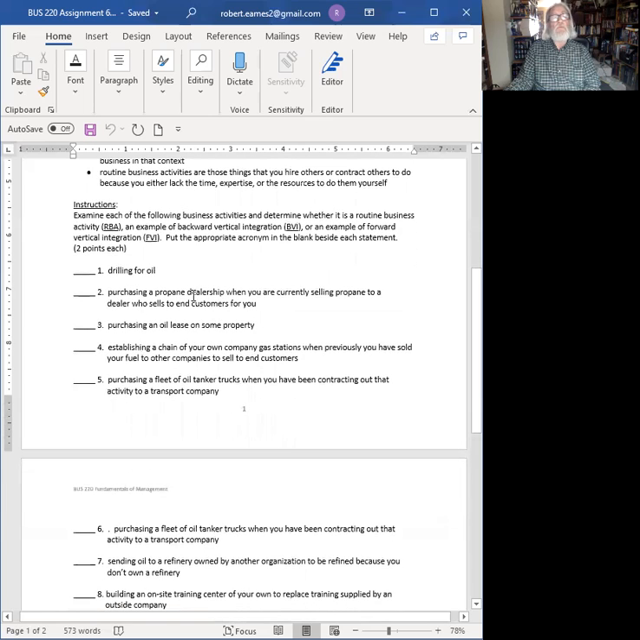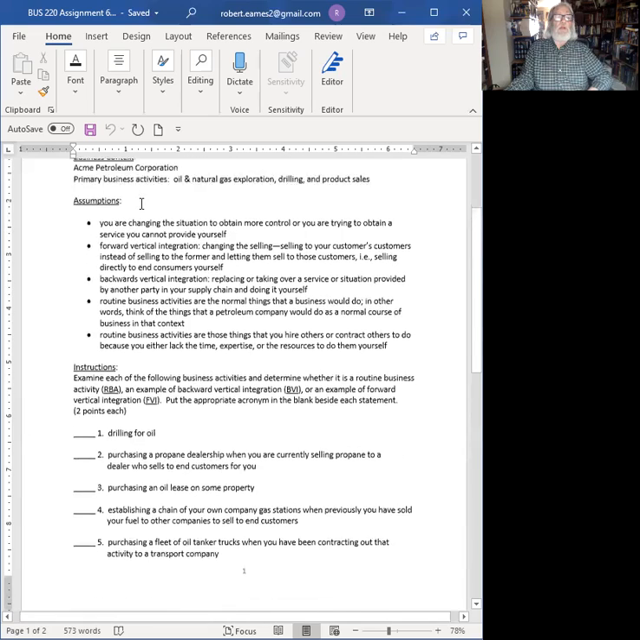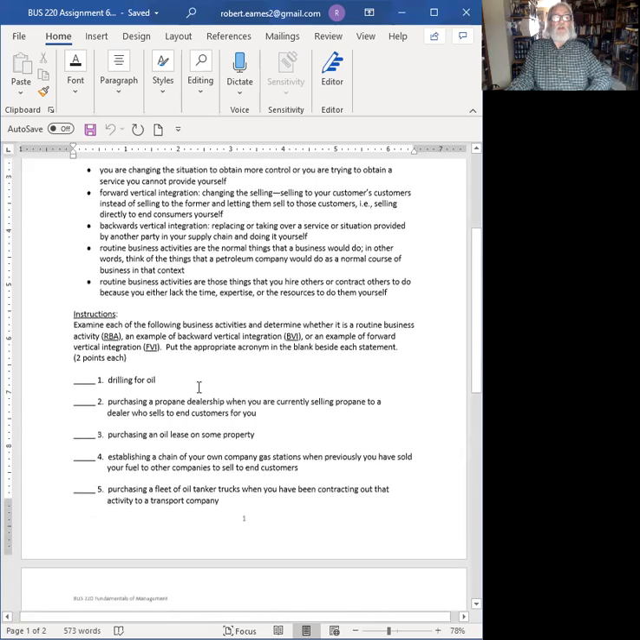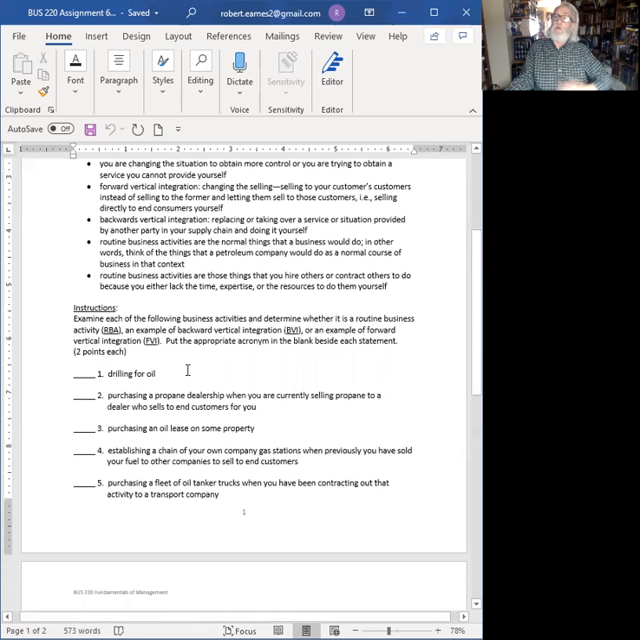Let's look at the first one, drilling for oil. The scenario is this is an oil exploration company. Are we changing the scenario in a backwards vertical integration way, or are we changing it forward? If we're just drilling for oil, to me, that is a clear thing. That is a routine business activity that this type of company would do. It makes sense. So the correct answer for that one is RBA, routine business activity. We're drilling for oil. That's what we do. But let's look at a couple others.